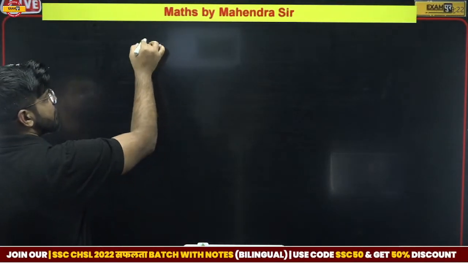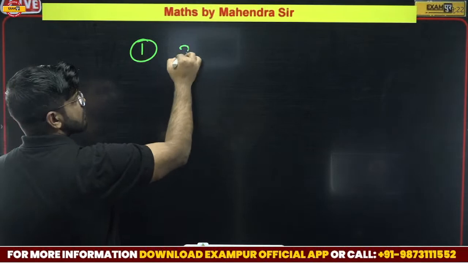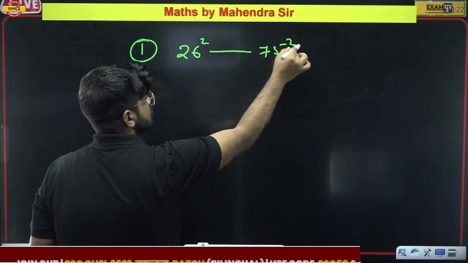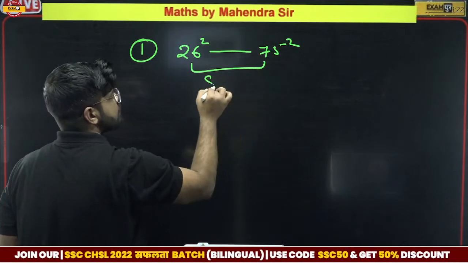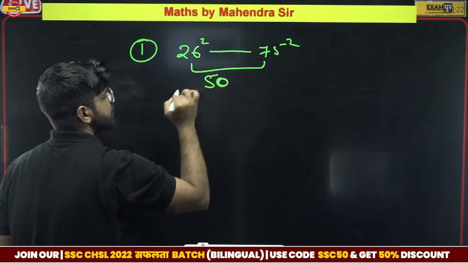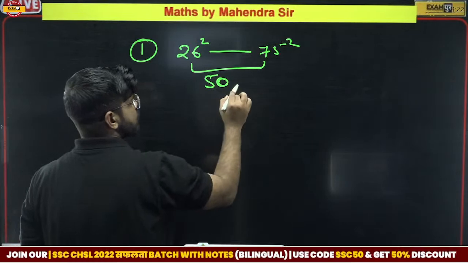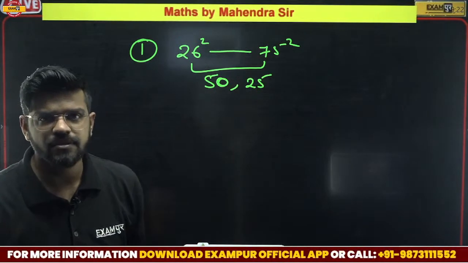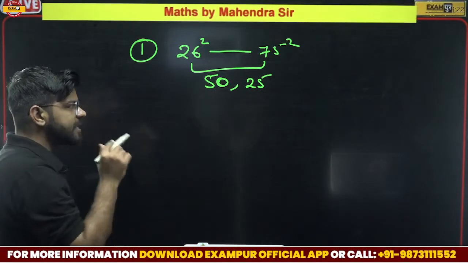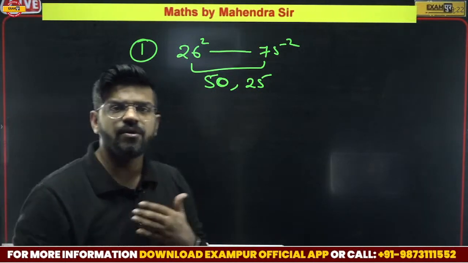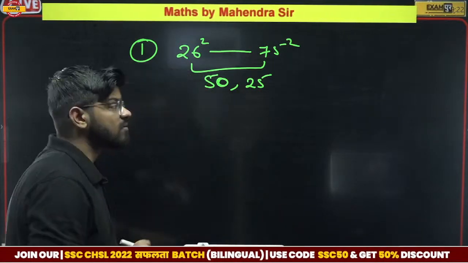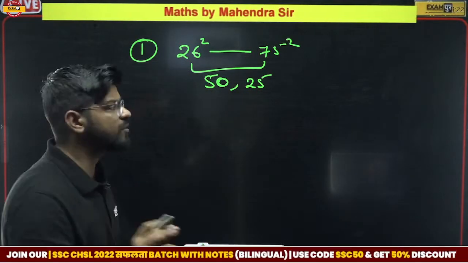So first we are going to see the base method for 26 square to 75 square. Here we are going to take the base of 50. Either you use 50 or 25, or by using 50 you can tell the squares for this. Let me tell you by writing it, then we are going to practice it in mind. We will calculate all the squares in the mind only.